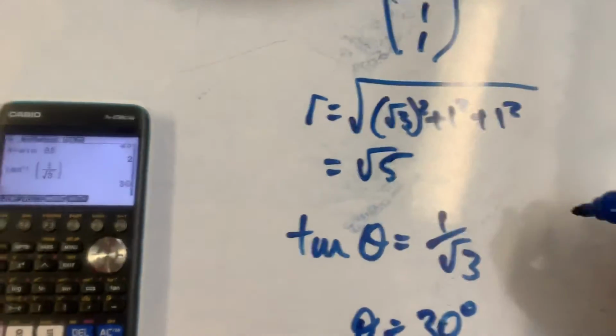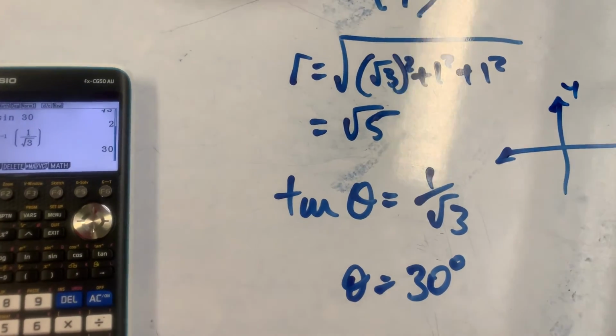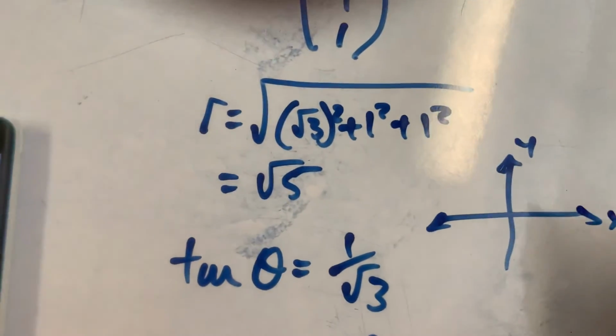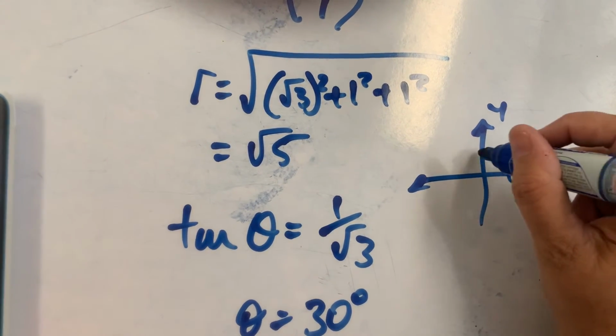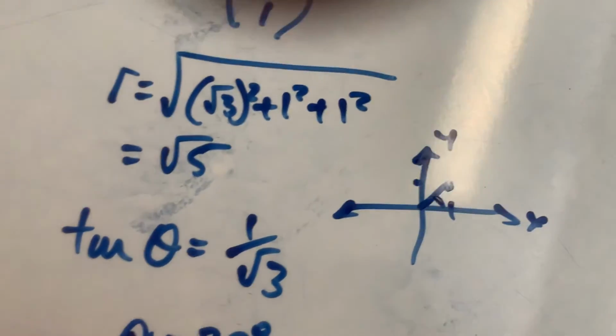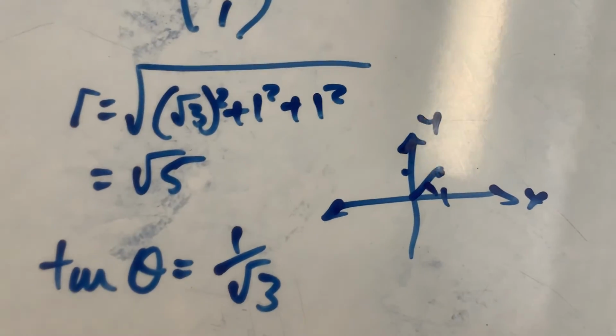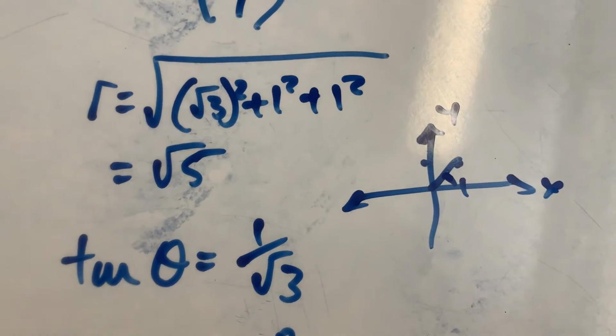But we always check that in our XY plane, because remember, azimuth angle is in our XY plane, we're at root 3, 1, so we're here. So yes, 30 degrees is correct. But we need to be careful. If one of the numbers was negative and we were in another quadrant, we need to check that out.